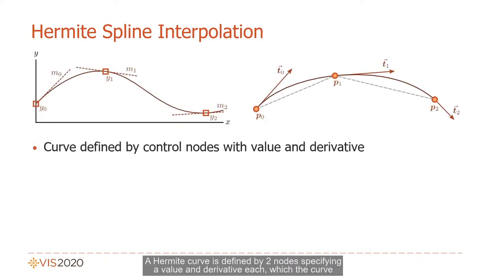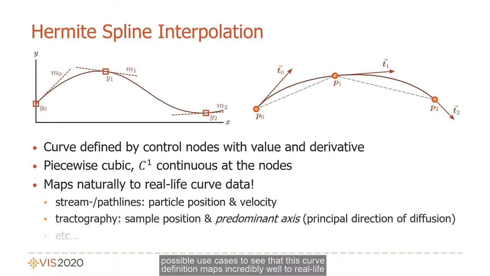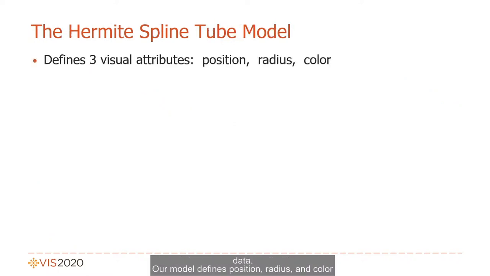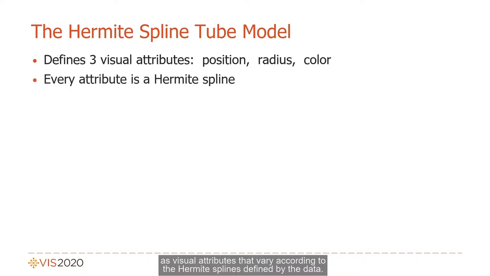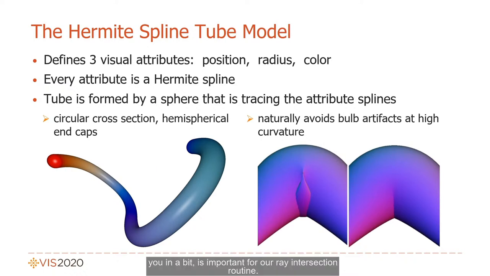A Hermite curve is defined by two nodes specifying a value and derivative each, which the curve will interpolate. By sharing nodes between two segments, we get one continuous Hermite spline. And it does not take a lot of digging into possible use cases to see that this curve definition maps incredibly well to real-life data. Our model defines position, radius, and color as visual attributes that vary according to the Hermite splines defined by the data. The tube surface is defined by sphere tracing the attribute splines, which, as I will show you in a bit, is important for our ray intersection routine.